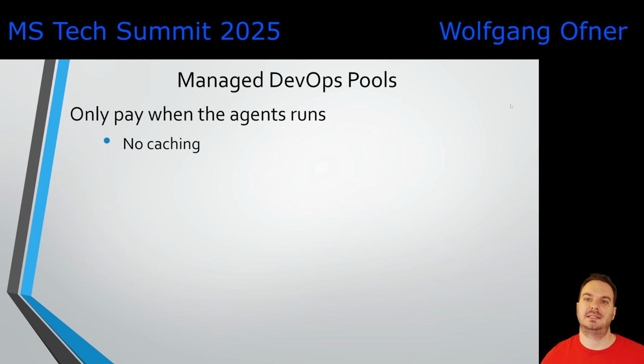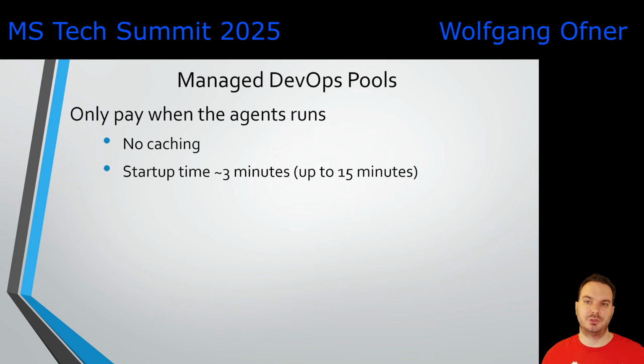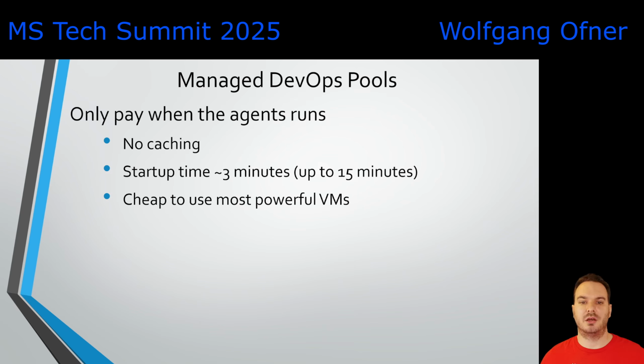The first downside is I get a new agent every time I run a new pipeline. Therefore, again, I can't do any caching. And it also takes around 3 minutes for the agent to be created. Microsoft says it can take up to 15 minutes, but in my experience, it's always around 2.5 to 3 minutes. The big advantage of this approach, though, is that we can use very powerful VMs that cost barely anything.